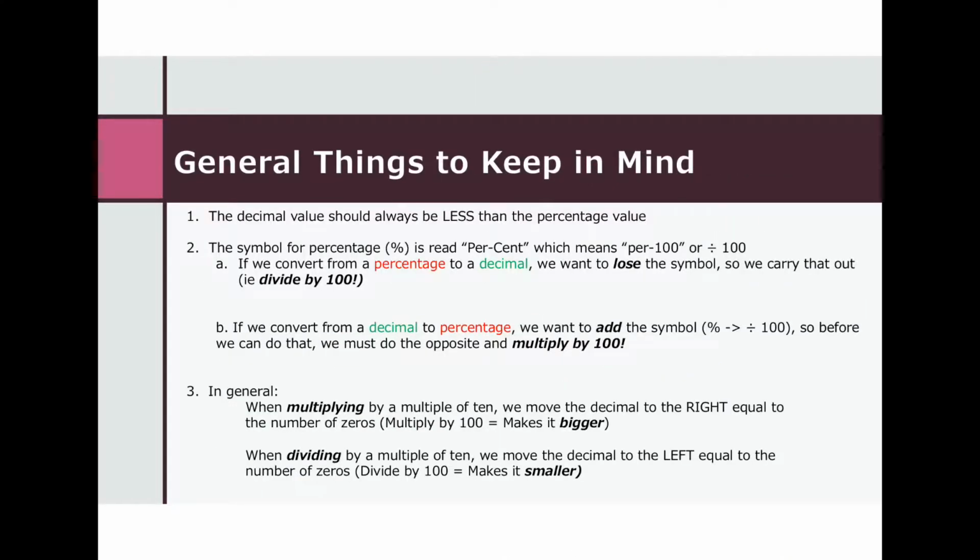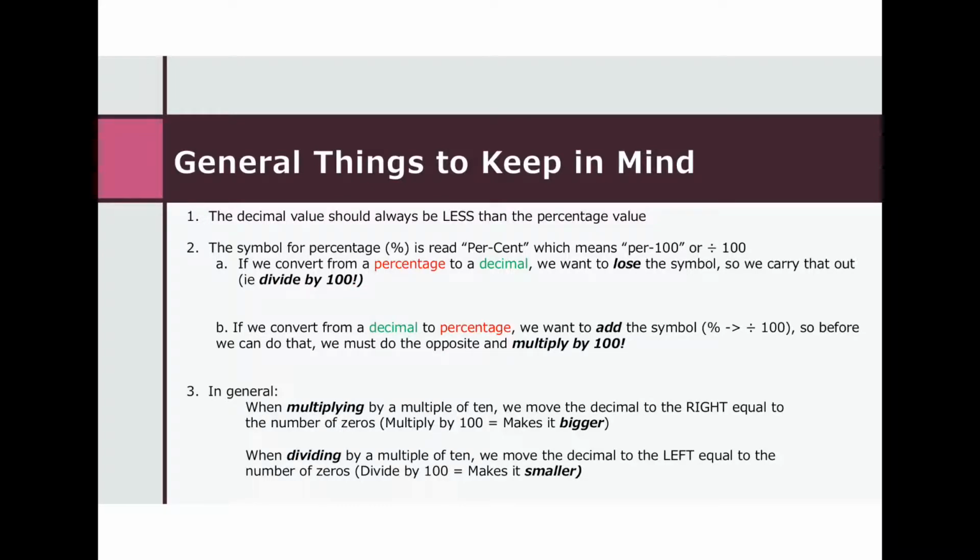So, some general things to keep in mind. These are concepts or ideas that you just want to remember as you're going through, the things you can always count on to be true. Like I've said a number of times, the symbol for percent is read percent, which means per 100 or divided by 100. And so as we saw, if we convert from a percentage to a decimal, we want to lose the symbol. We carry out the division by 100.